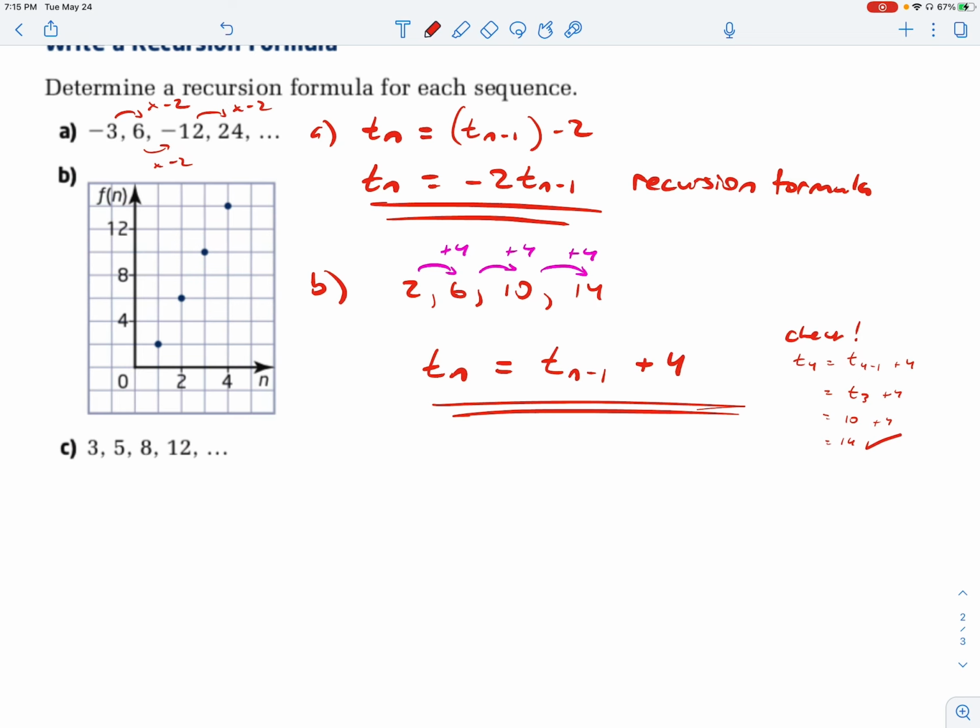Okay, all right, the last one: 3, 5, 8, 12. Sometimes the patterns are obvious, sometimes they're not. I'm actually going to ask you to pause the video, take a moment, and see if you can figure this one out. It's not very straightforward, so just hit pause and see if you can figure it out.